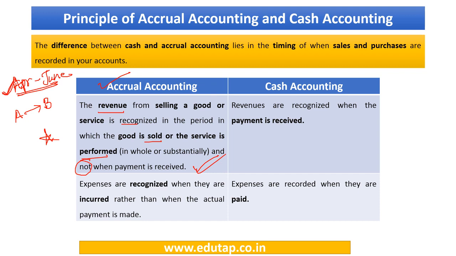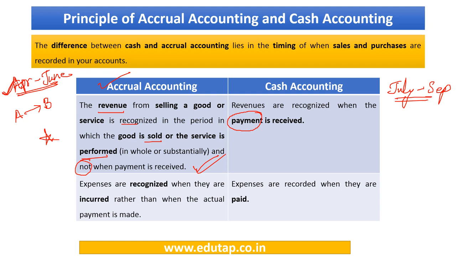Okay. Now, if you see cash accounting, the revenues are recognized when the payment is received. So if company A followed the cash accounting method, then they would not have made the entry of rupees 50 lakh in the April-June quarter. Rather, they would make it in the July-September quarter when they actually receive the money physically in their hands, right? So this is the difference.